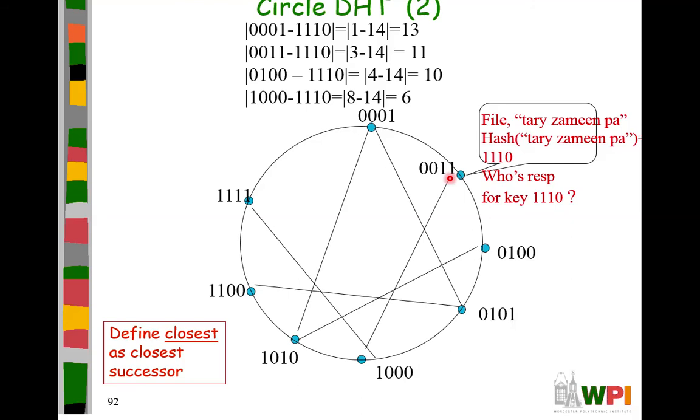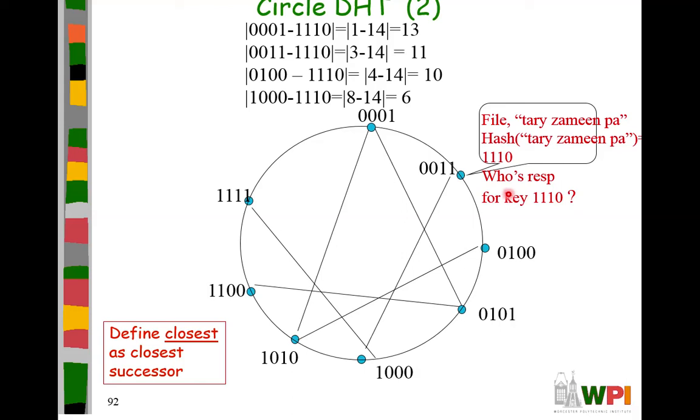Suppose that this user wants to share a file, Tare Zameen Par. The ID of this peer is 0011, a binary representation, so the integer value is 3. This user will apply a hash function on the title of the file name, Tare Zameen Par, and it produces a hash value 1100. So now who is responsible for this key?